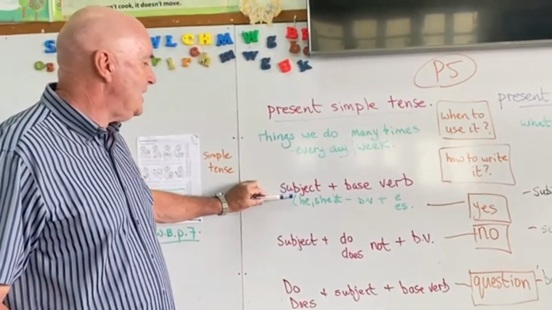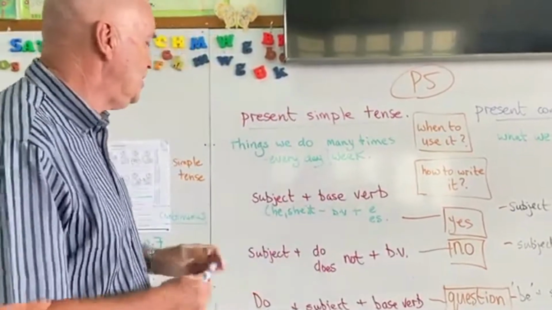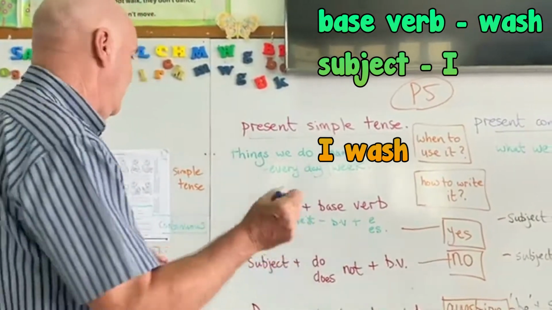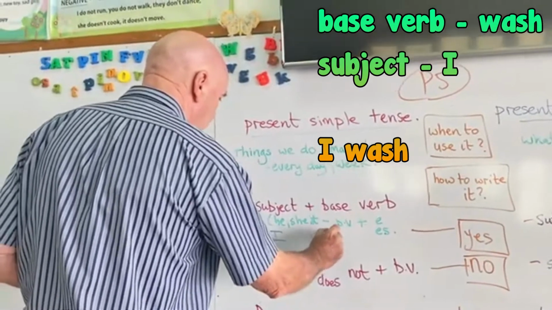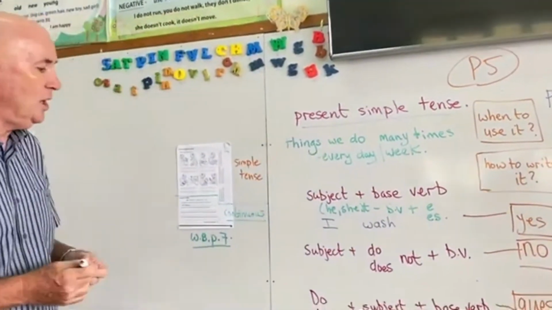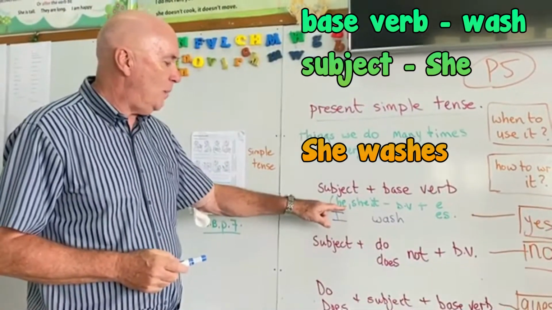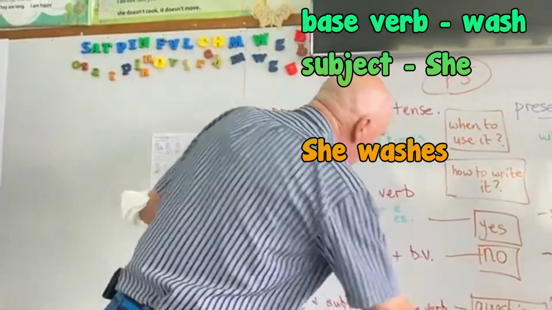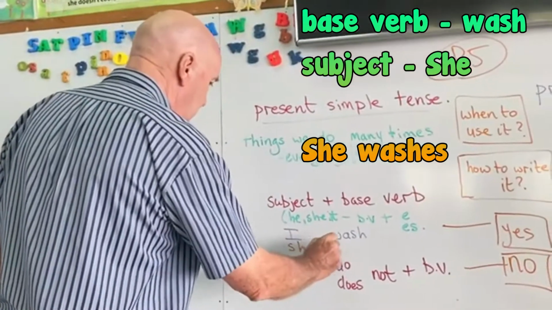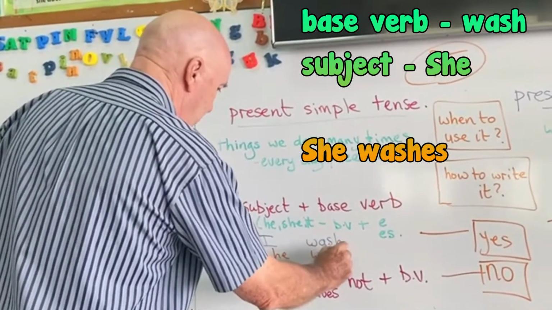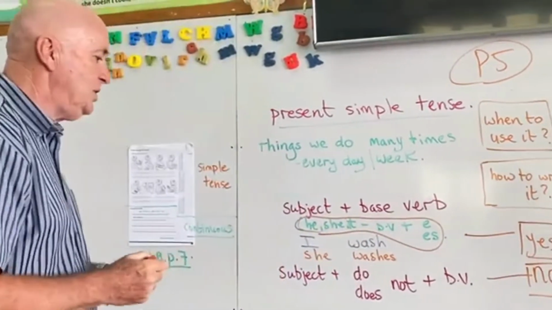So to say yes, then we just have our subject and our base verb. So if the subject is I, then I would just put I wash. My base verb is to wash. But if the subject is he or she or it, one person or one thing, then we have to change our base verb and it would become she washes. If the subject is he, she or it, then we change the base verb.